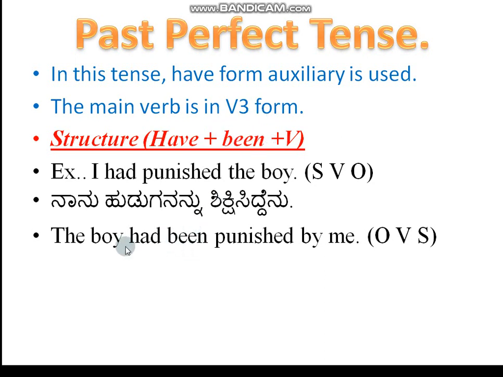Already I used been here. The boy had been. Already it is in the V3 form. We don't want to change that. As it is, you have to use punished, the same punished. The boy had been punished by. Here subject is I. In the object form it becomes me. That's why the boy had been punished by me is the answer.